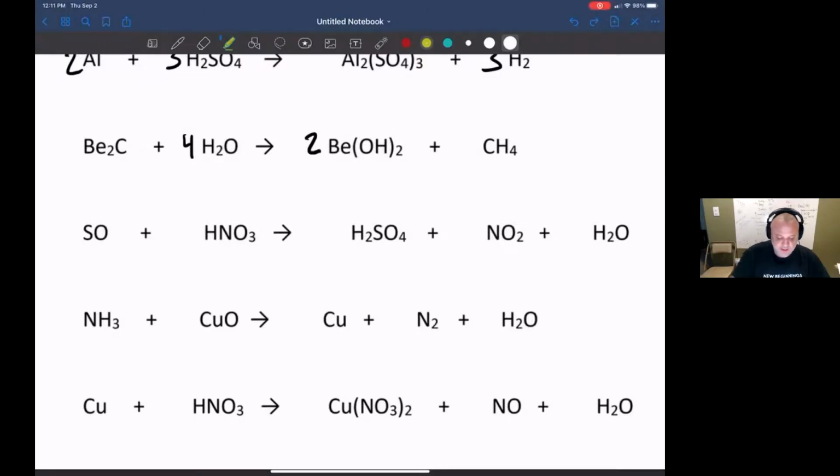Let's take a look. I've got 1 sulfur and 1 sulfur. I've got 1 nitrogen and 1 nitrogen. So the next step really is to deal with oxygens and hydrogens. Well, how do I do that? Let's take a look at the oxygens and the hydrogens. I've got 4 here and 4 here. Excuse me, 2 and 2 is 4.